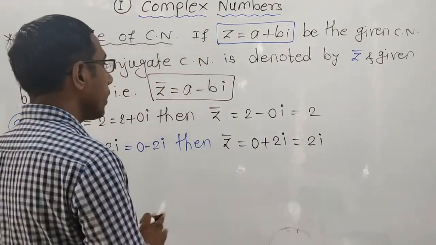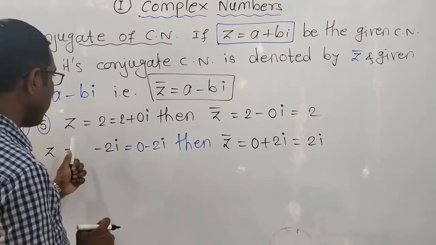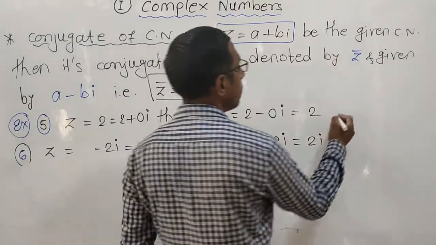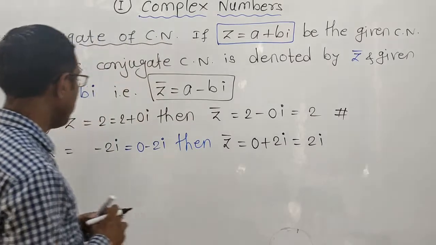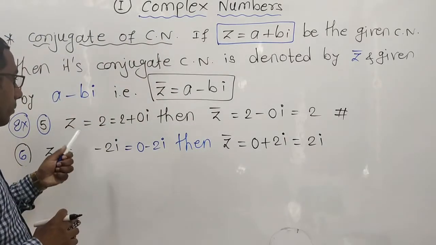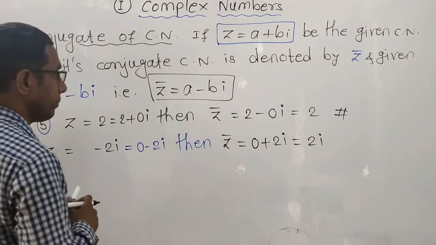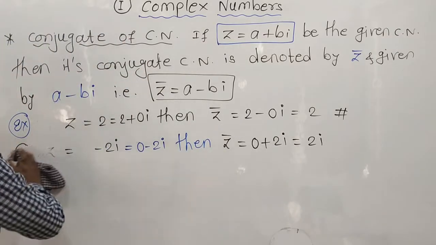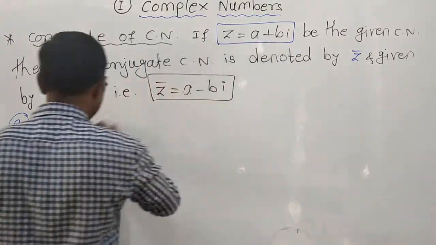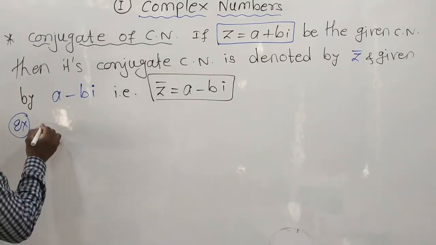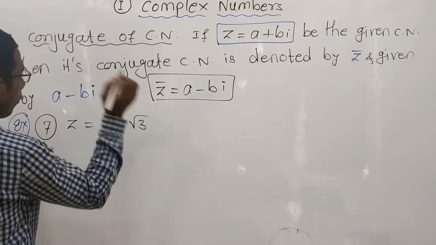So got it? Now let's see another concept. Keep in mind the hash point from this example: for a purely real number, its conjugate and the given complex number are the same. Now let's see the next example. Example number 7. z is equal to 2 plus root 3.